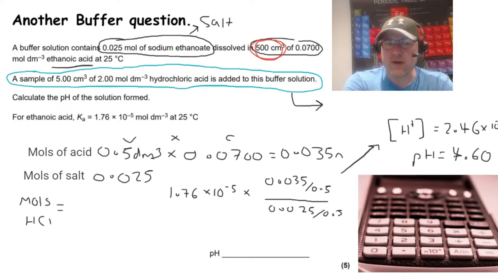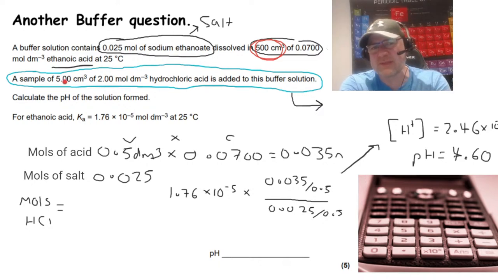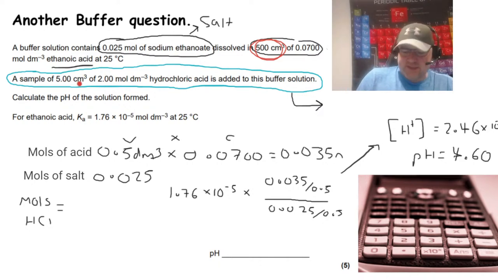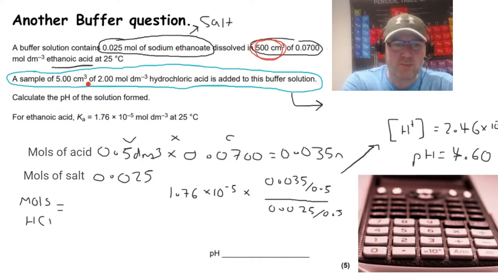We're adding a really high concentration, actually, 2 mole per decimeter cubed, but it's only 5 centimeters cubed. Does it say assume this doesn't change the volume? It doesn't. So our volume is actually going to go up to 505 centimeters cubed, but whatever. We can do it with moles instead, so we can just do moles and get rid of the whole dividing by 505 if we want. We should get the same answer, but we can work it with both. So let's work out our moles of hydrochloric acid.